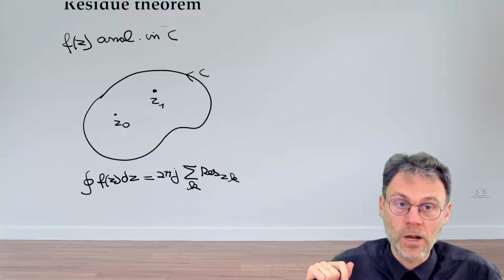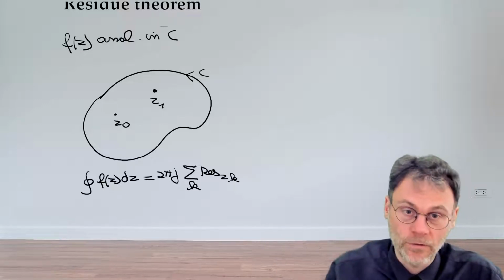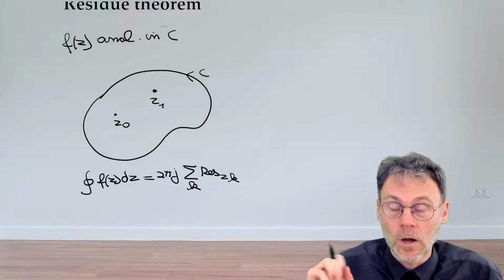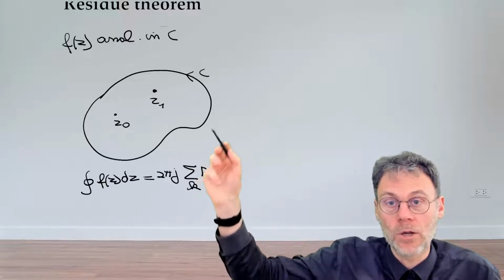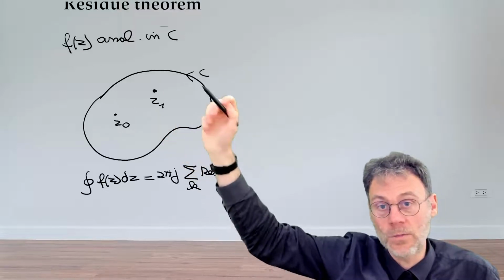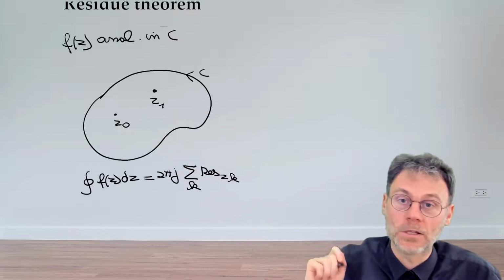That's the residue theorem. How can we actually prove that? Turns out it's not so difficult. You can again use Cauchy's theorem for that. Now for Cauchy's theorem, we need a contour where the function is holomorphic everywhere inside. And for this particular contour, that's not the case because we have these pesky singularities there.